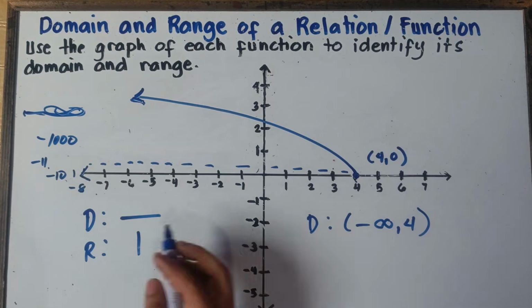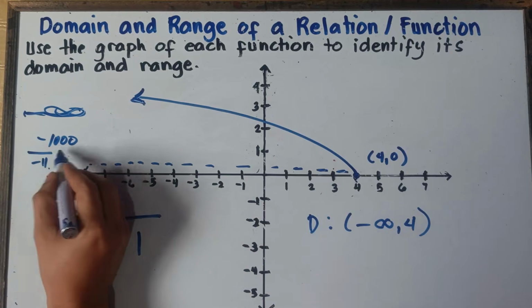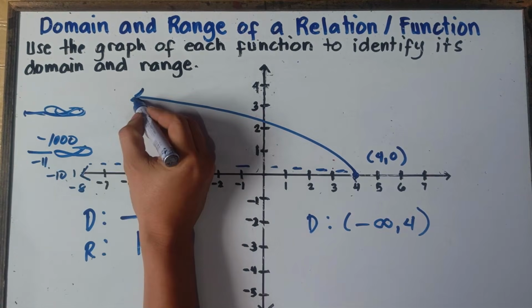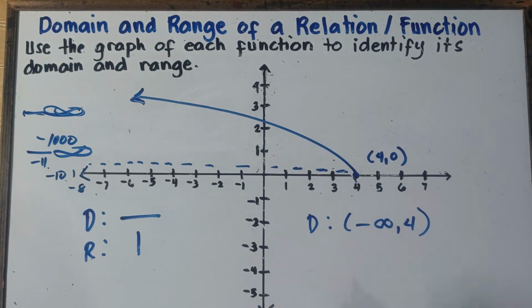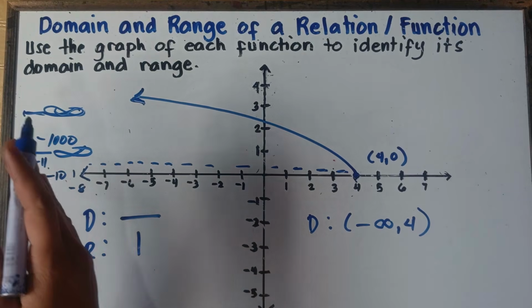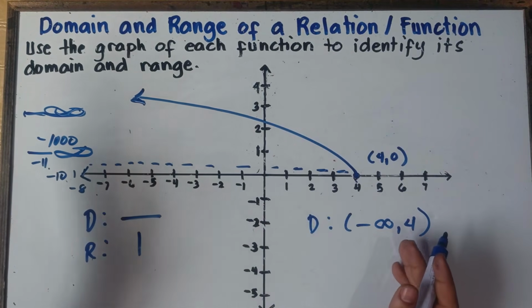Now, since we know that domain will be horizontal distance, we have negative infinity on the left, because you have an arrow. Question, sir, why do you start with negative infinity? Once again, when making solution sets, it's always left to right. So, therefore, you start at negative infinity.